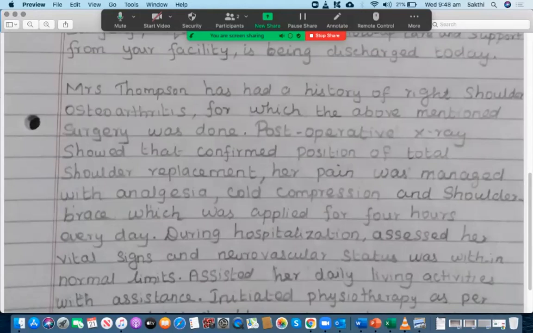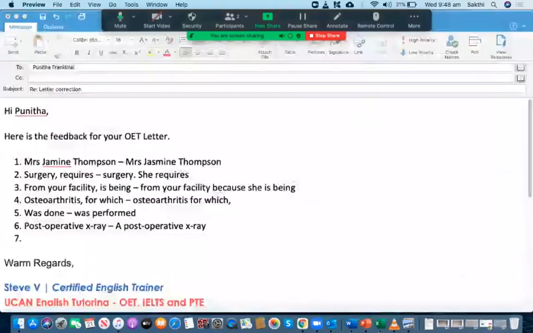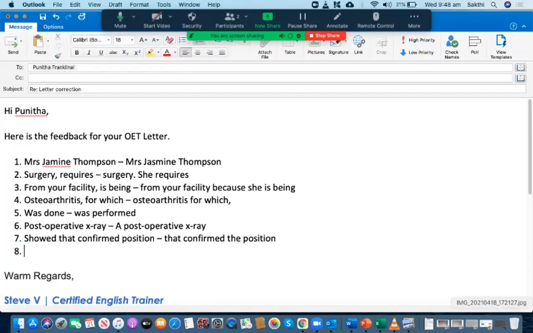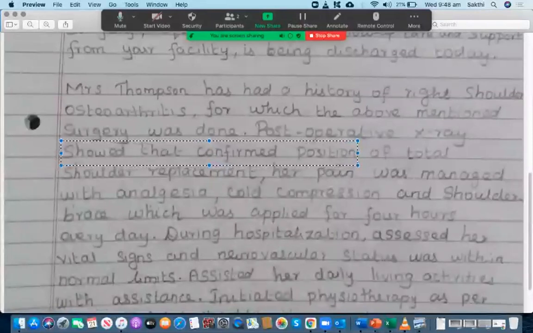So post-operative X-ray, you should have mentioned a post-operative X-ray confirmed the position of. You don't need to use "showed that confirmed position," that's wrong. That's not needed actually. What you should have done is "confirmed the position of." Is that what you want to say? So the X-ray actually confirmed the position of total shoulder replacement.